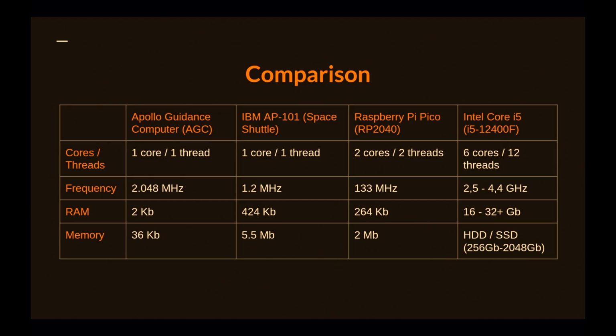In terms of RAM, for instance, my laptop has 16 gigabytes. The Raspberry Pi Pico has only 264 kilobytes, but it is comparable to what old computers had 50 years ago. And regarding hard drive storage, again, my laptop has 500 gigabytes, and the Raspberry Pi Pico has only 2 megabytes, which is again comparable, for instance, with the memory of the Space Shuttle PC.